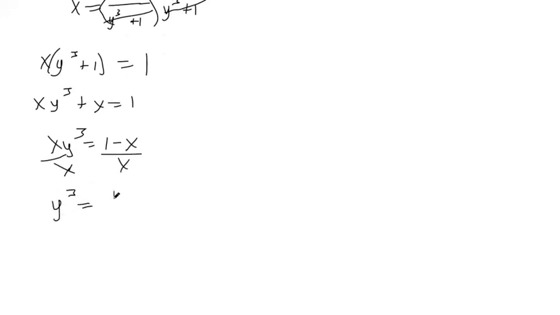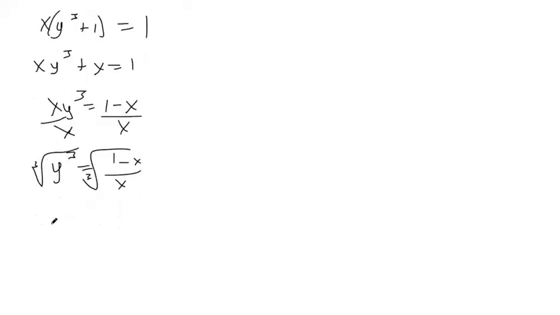And then last step here, trying to get y by itself. So that's, sorry, that's x to the third. So you could cube root both sides, which is the same thing as raising both sides to the 1/3 power. Either notation is fine. So there's our answer. The inverse is the cube root of 1 minus x over x.